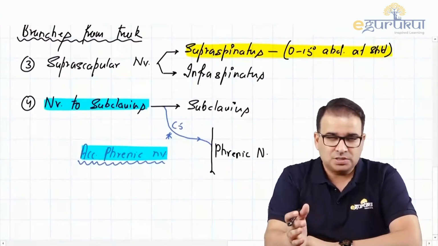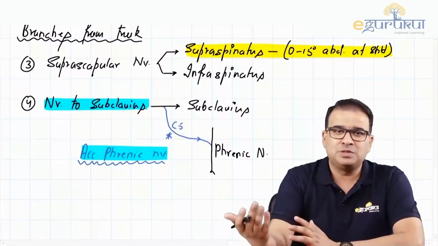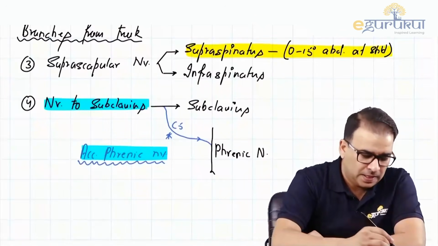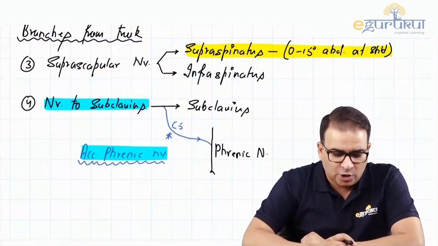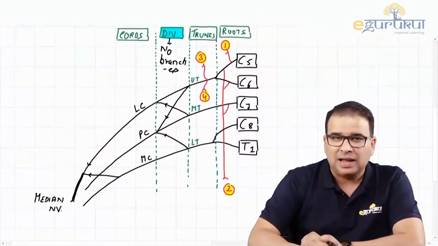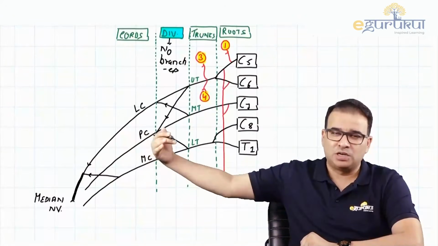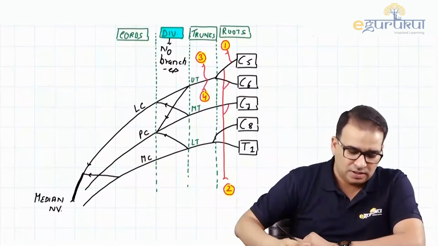So these are the branches from the roots and from the trunk of the brachial plexus. As I said, trunk means only the upper trunk we are talking about here. Then we already said that there are no branches coming from the divisions. If I go back here, there are no branches coming from the divisions, and the rest of the branches will be coming from the cords here. Now there are loads of branches from the cords, from the lateral cord, posterior cord and medial cord.